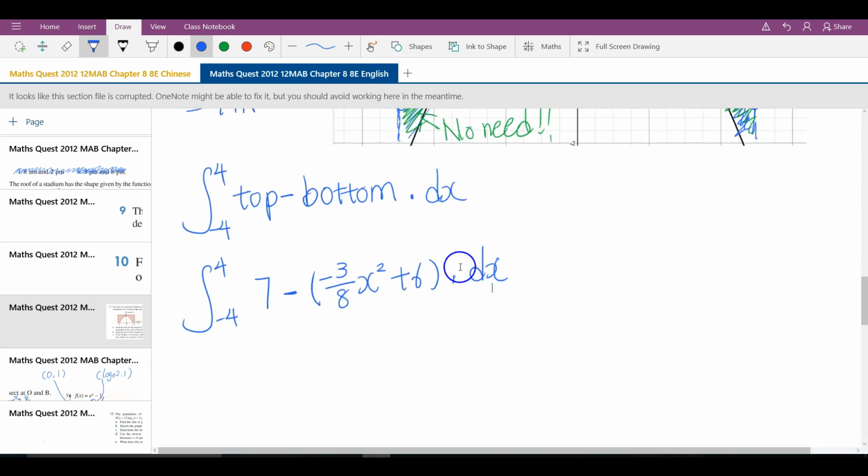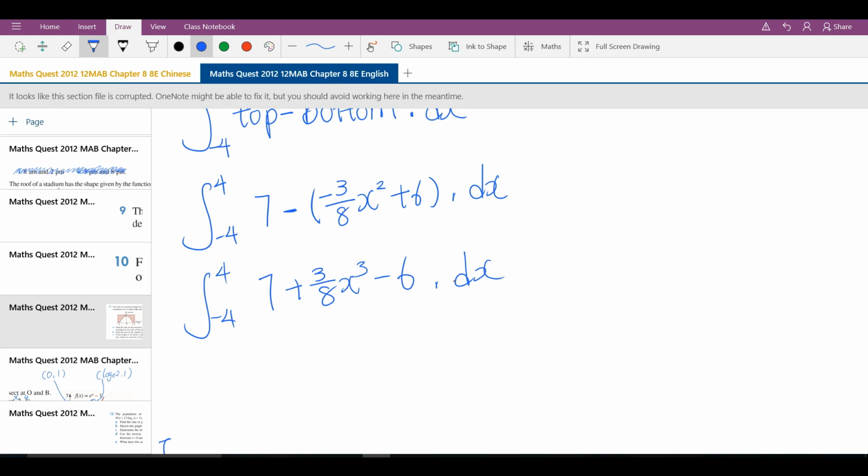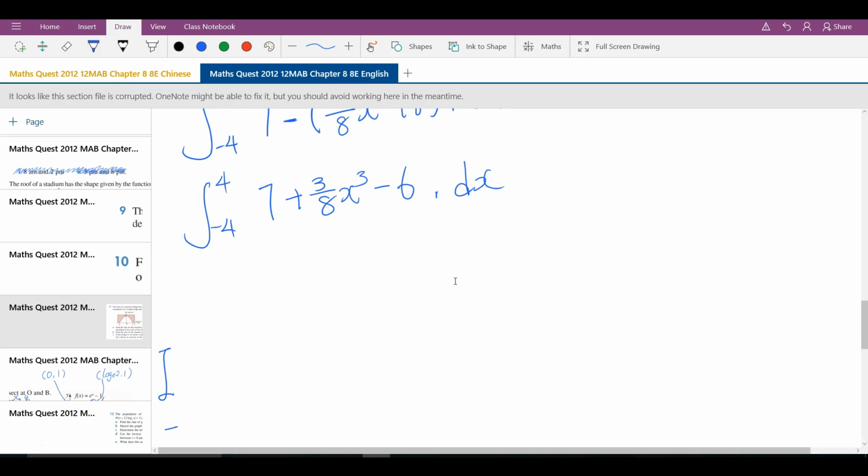And then integrate with respect to x. And then we can expand the brackets by distributing the negative in there. So negative, negative becomes positive. And negative, positive becomes negative. Right?